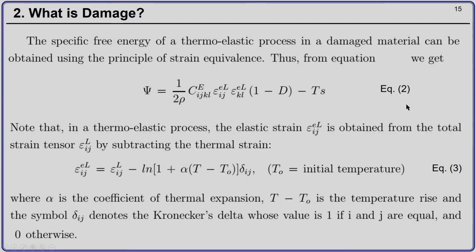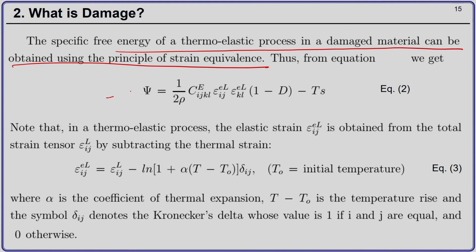Now, the specific free energy of a thermoelastic process in a damaged material can be obtained using the principle of strain equivalence as follows: psi equal to 1 by 2 rho C_ijkl epsilon_ij epsilon_kl, and this L over here denotes the logarithmic strain, into 1 minus D, minus T into S, where S is the specific entropy and T is the temperature, because we have a coupled thermomechanical problem. And this we get from continuum thermodynamics.